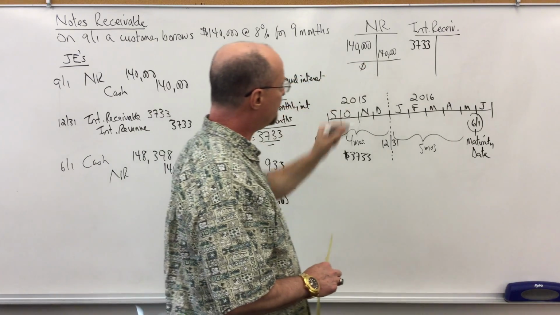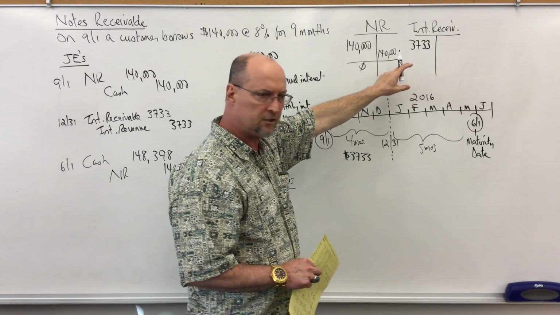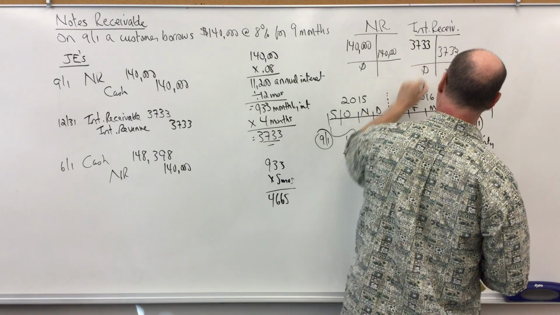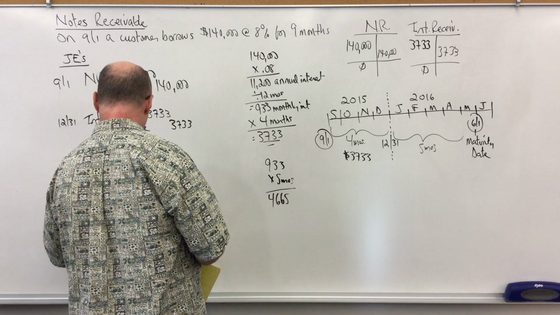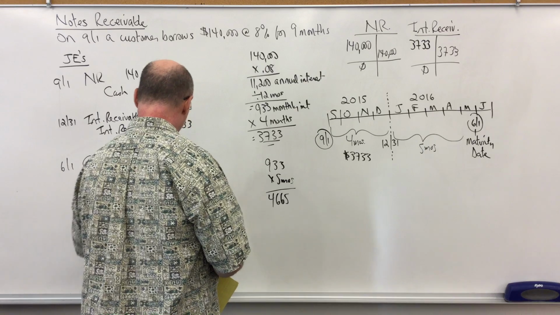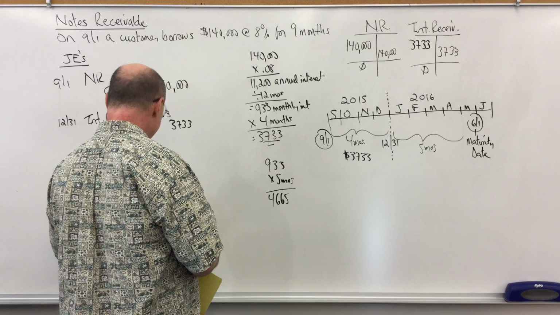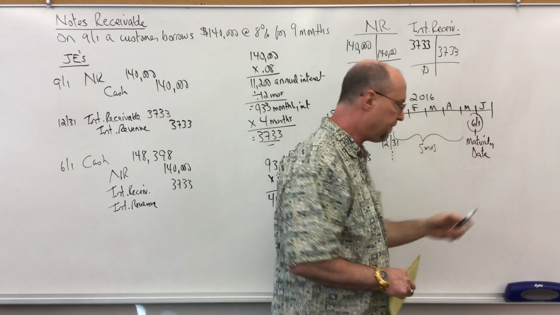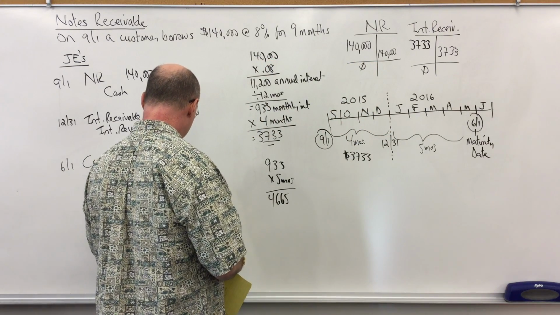I'm going to do the same thing with this interest receivable. This is that amount we accrued at the end of the year for 4 months interest. I'm going to credit interest receivable for $3,733. I'm going to abbreviate here. Interest receivable $3,733, and then the last thing I'm going to record is the 5 months of interest revenue that is earned in the following time period, which is $4,665.